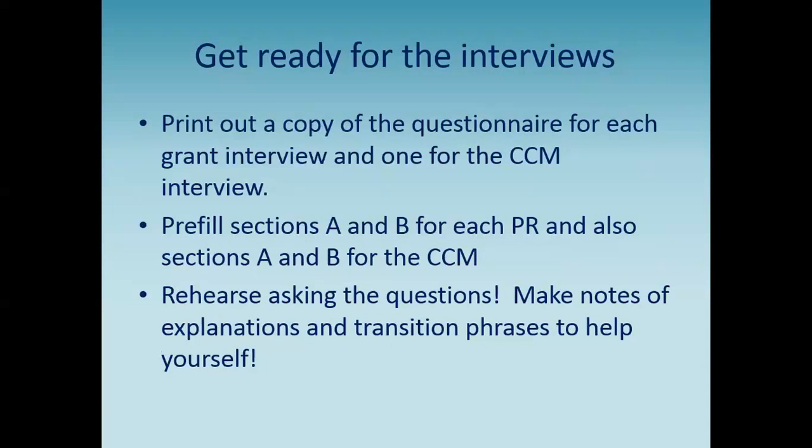You can pre-fill the sections A and B. You should pre-fill sections A and B for PR and also sections A and B for the CCM. But you would have to validate that information when you're starting the interview with the PR or the CCM. And then rehearse the questions. Read the questions, rehearse them, and most of you know your PRs. Ask where you might look at the questions where they might need a little bit more prompting. Make notes of explanations and transition phases to help yourself.